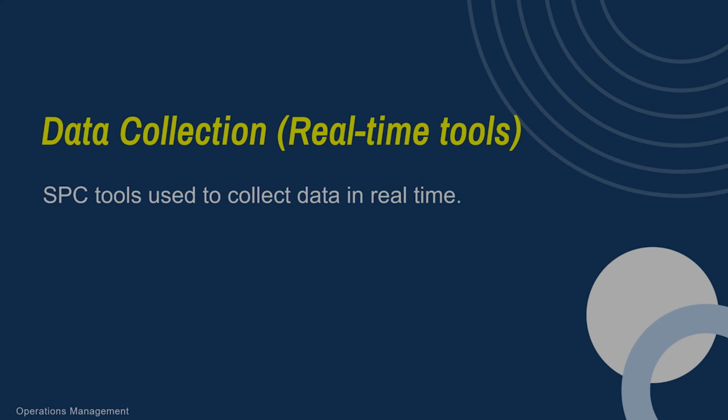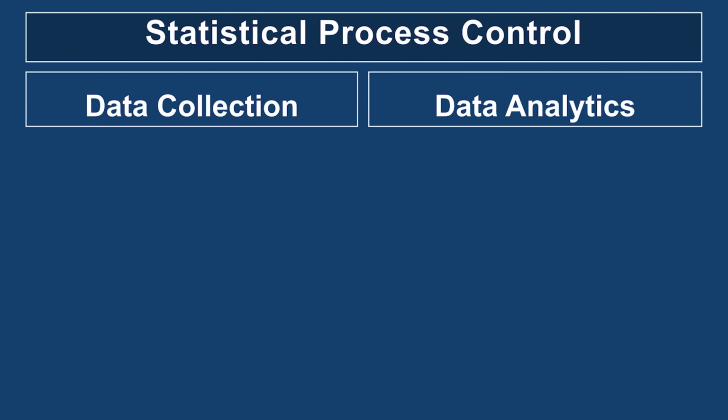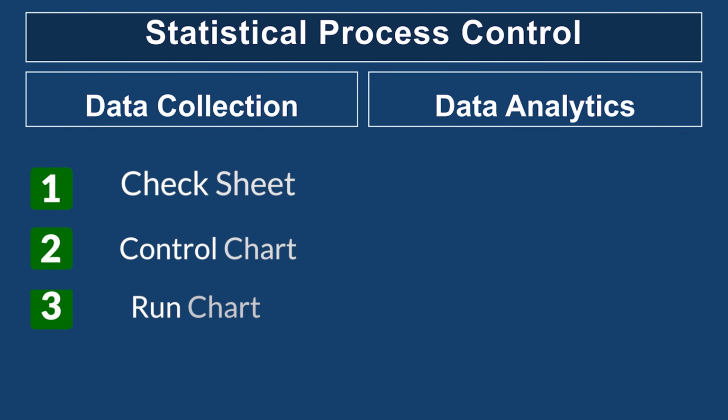So first we have what we call our data collection tools, also called in most cases our real-time tools, meaning these tools collect data in real time. If there was an audio wave of my voice as I spoke, that would be considered a real-time capture of audio, a real-time tool. That's what we mean by real-time. And those 3 tools are going to be your check sheet, your control chart, and your run chart.